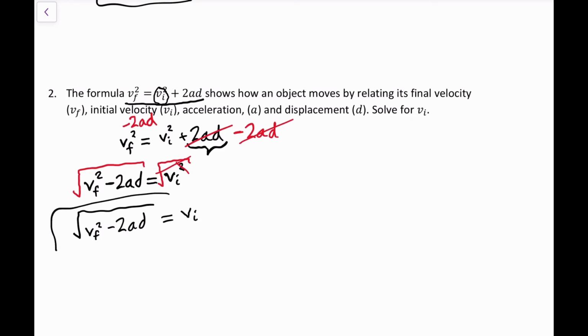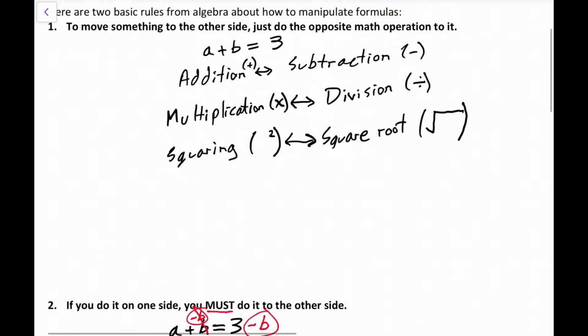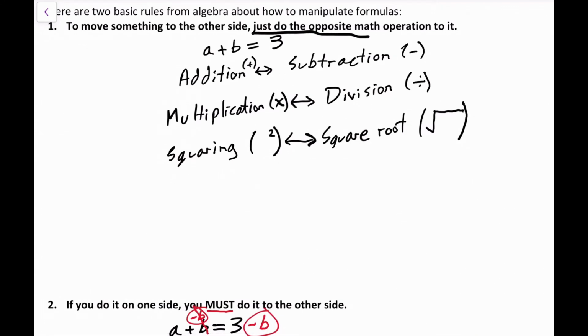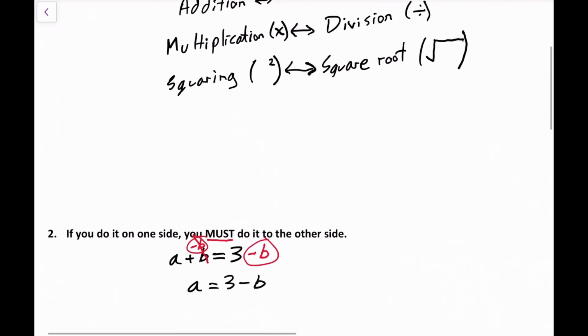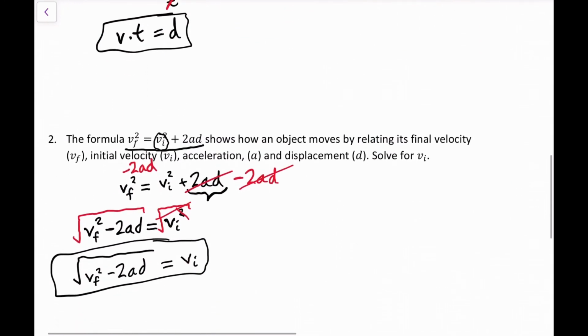So again here, we have successfully manipulated this formula to isolate the variable that we are looking for, which in this case was Vi. So a couple of quick examples there, and remember, every time we are manipulating formulas, it comes down to these two rules. To move something to the other side, just do the opposite math operation. Remember what the opposite math operations are, and if you do it to one side, you must do it to the other side as well.